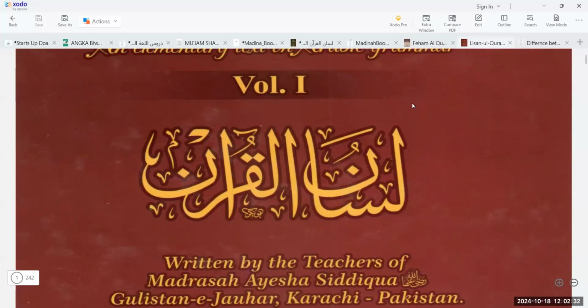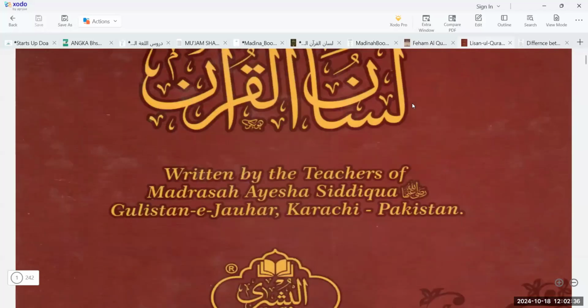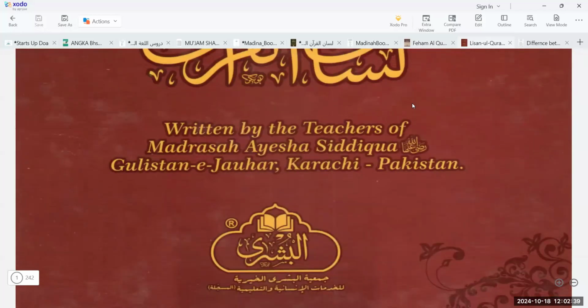Inshallah, we will learn Lisaan Qur'an, Volume 1. This is a book created by the teachers of the Madrasa Aisha Sadiqa radiallahu ta'ala anha, Gulshan Johar, Karachi, Pakistan. And this book is available in Arabic, in English, and in Urdu as well. So this is very comprehensive and a difficult book. So you need to work hard.